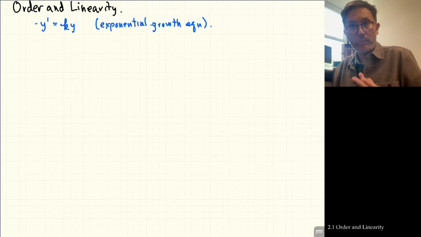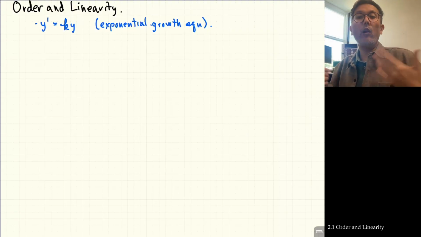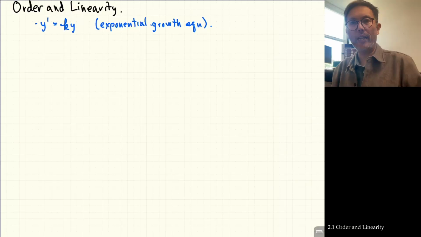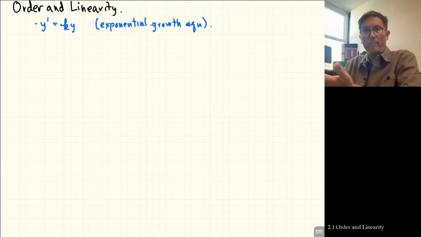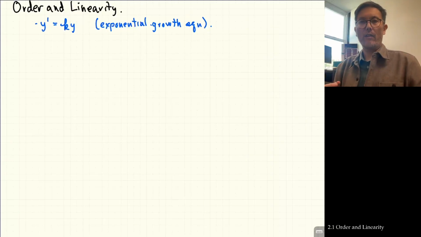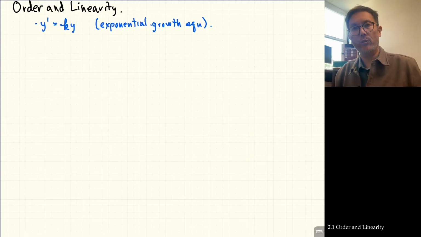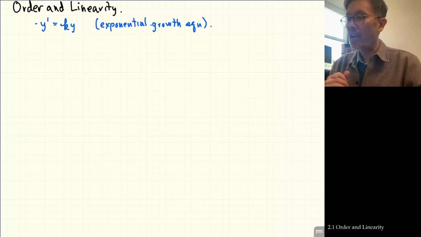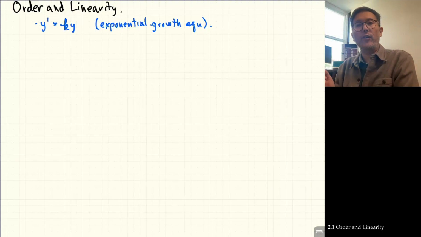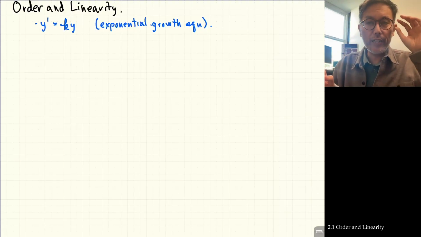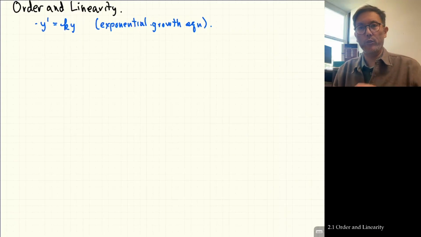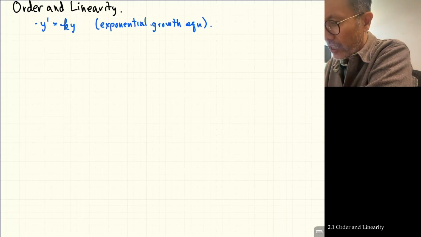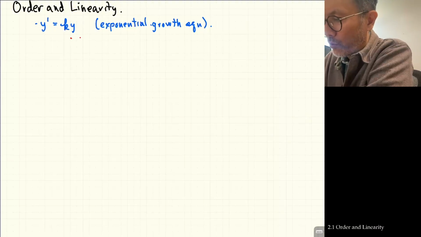And the reason is because the solutions to this thing look like exponential functions, okay? This is the differential equation which governs the phenomenon of exponential growth, and hence the name, okay? And this is an ordinary differential equation. It involves only ordinary derivatives, no partial derivatives involved. So I'll say this is an ordinary differential equation, it's an ODE.